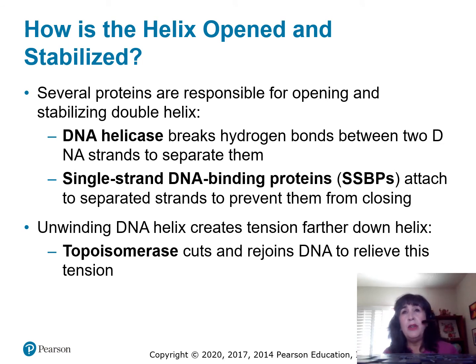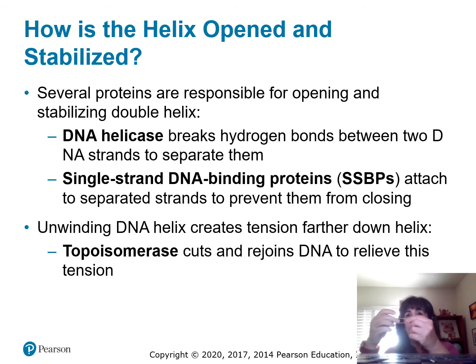Then we have single strand binding proteins. Well, once it's unzipped, we don't want the strands to go together again. We want them to move apart. And so single strand binding proteins keep the strands apart, single strand binding proteins. And then we have this last one here on this slide. It's called topoisomerase. Topoisomerase takes out the kinks.